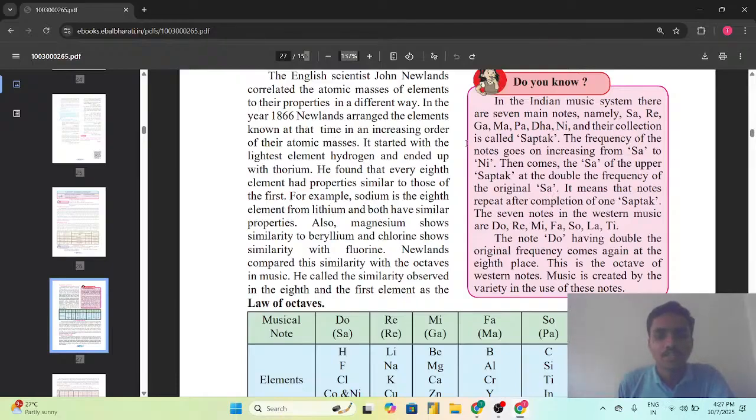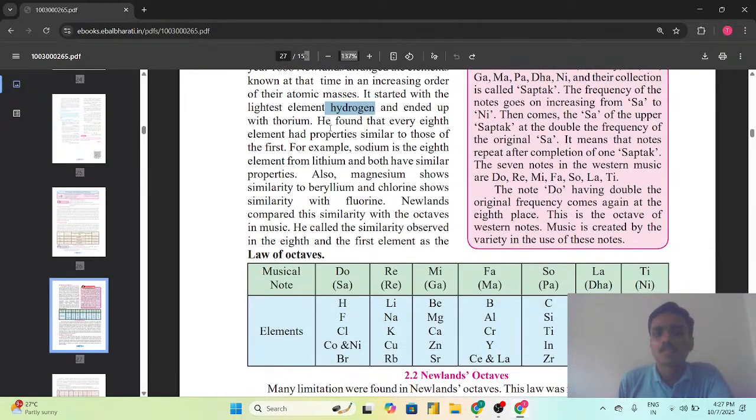So it started with the lightest element, hydrogen, and ended up with thorium. We all know that the atomic mass of hydrogen is the smallest in the whole periodic table, and thorium has the largest atomic mass.